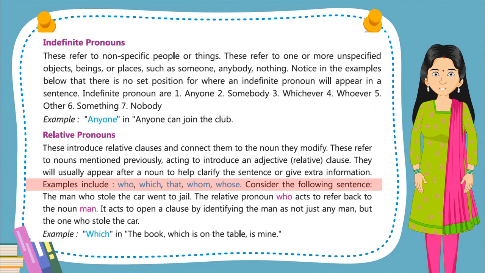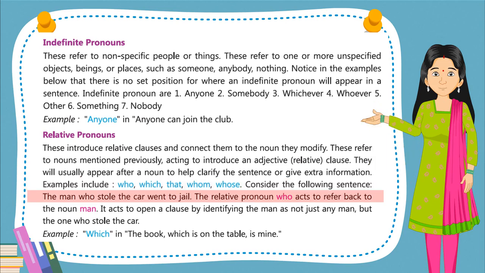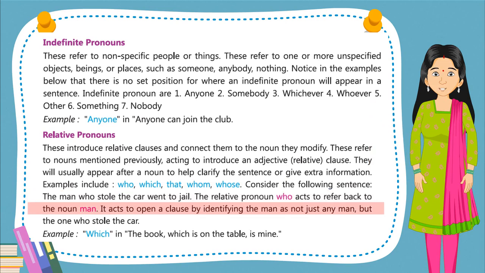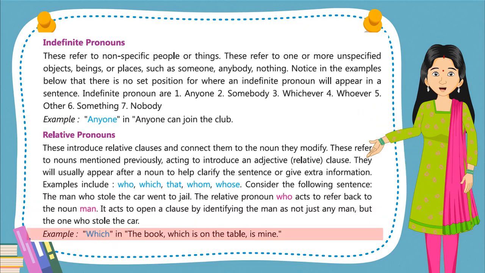Consider the following sentence. The man who stole the car went to jail. The relative pronoun "who" acts to refer back to the noun "man." It acts to open a clause by identifying the man as not just any man, but the one who stole the car. Example: "which" in "The book, which is on the table, is mine."